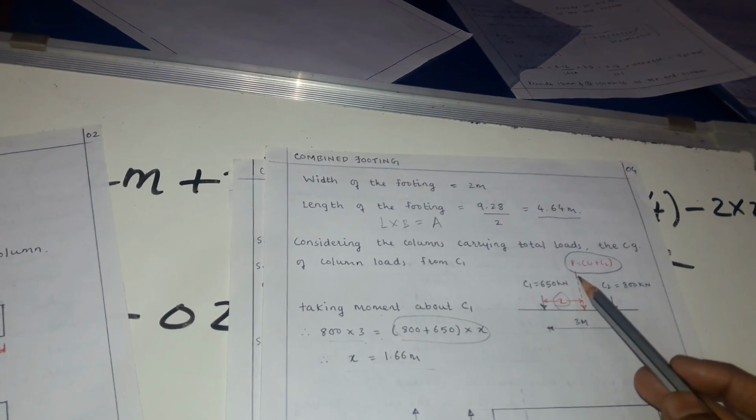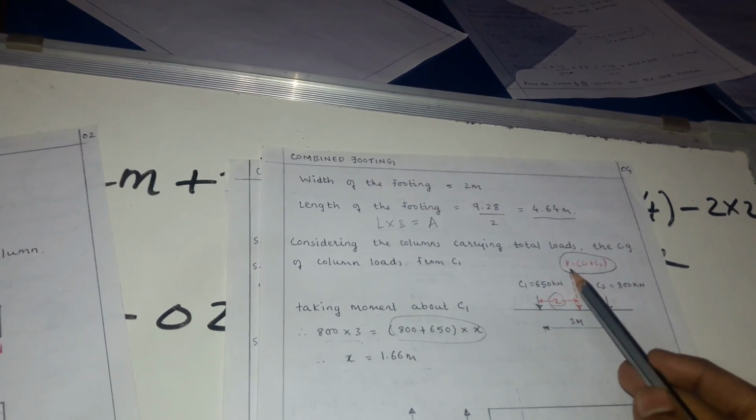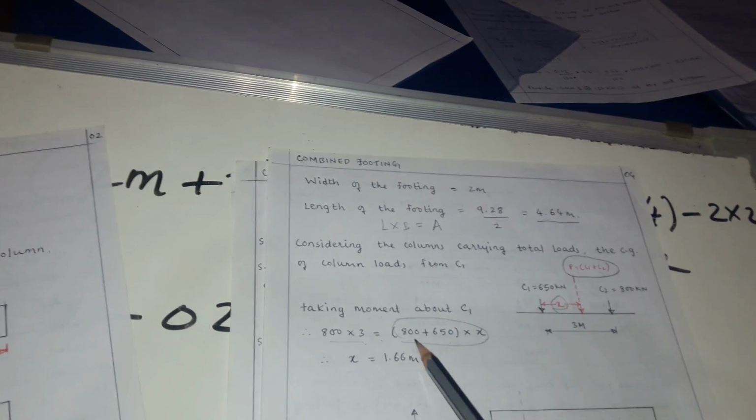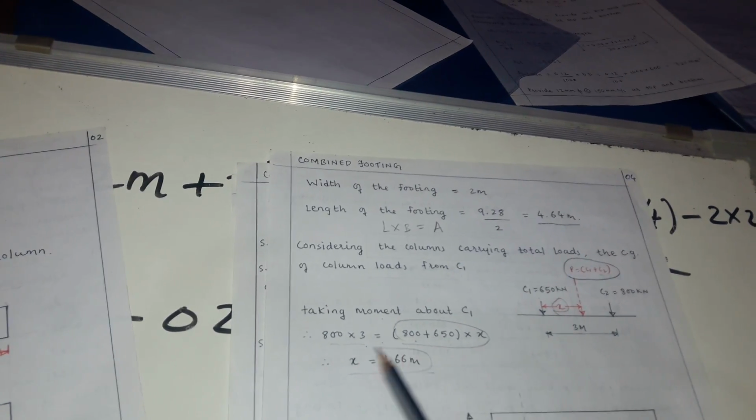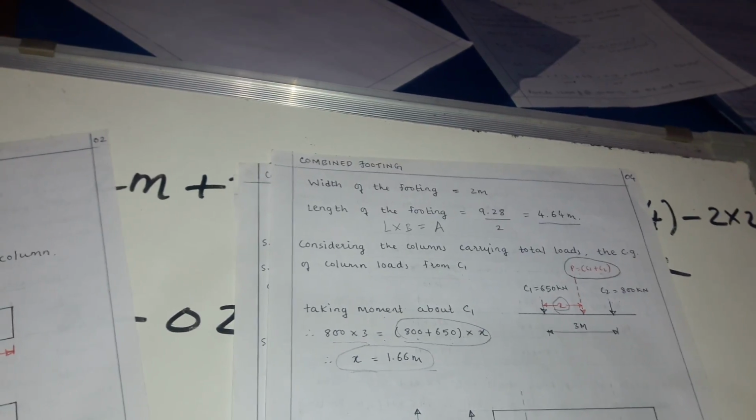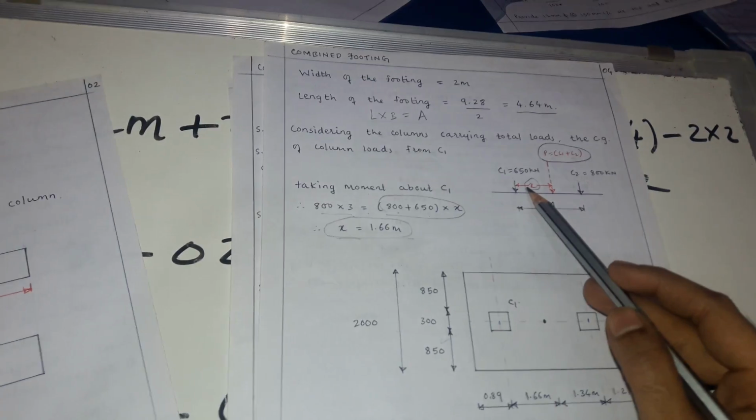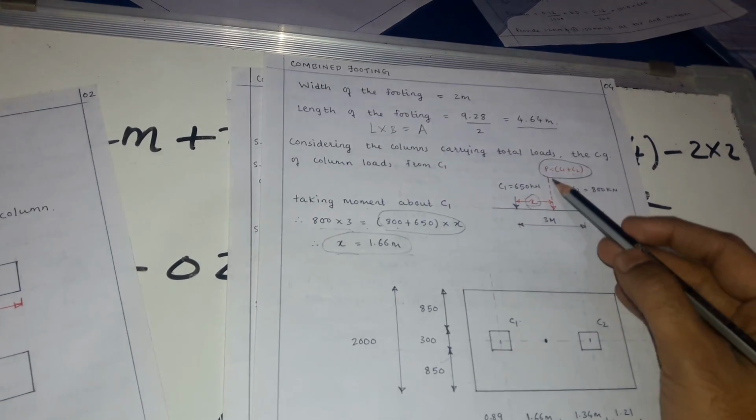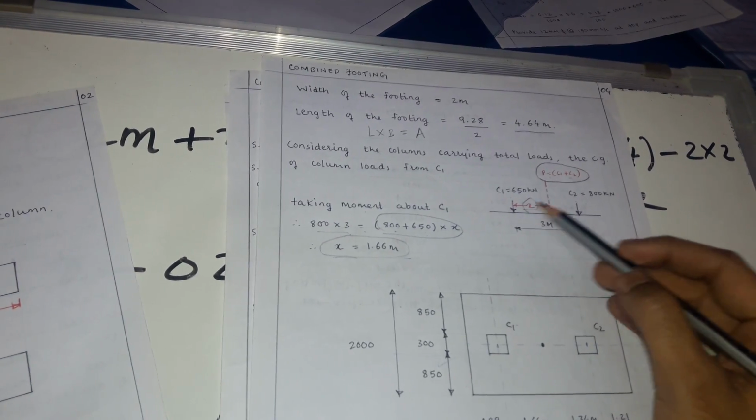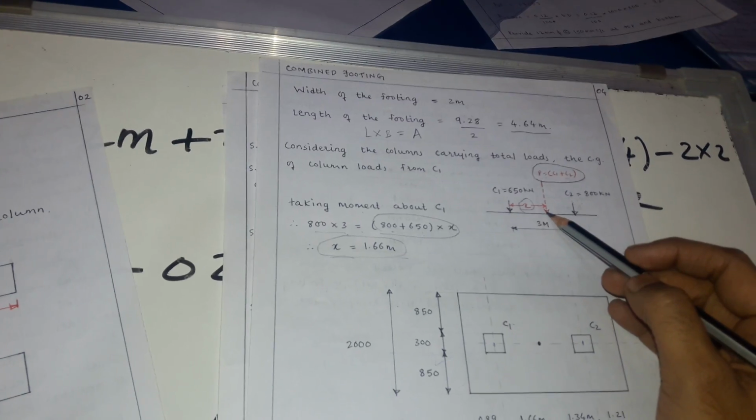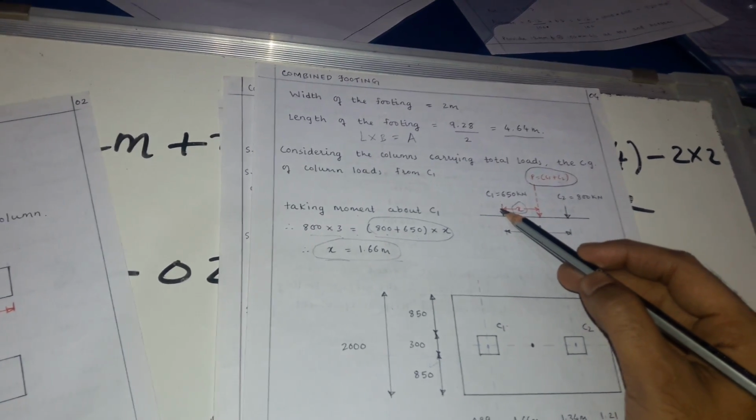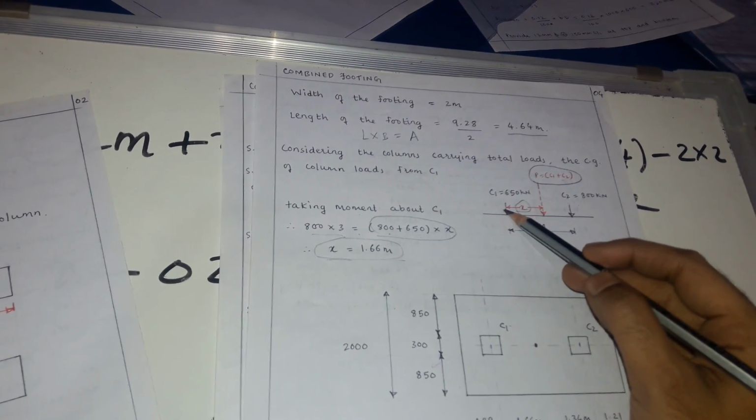What is the moment of the resultant? P into x. What is P? P equal to C1 plus C2. So you will be getting the x distance. So the x distance is 1.66. 1.66 is nothing but the distance of the CG of the load from C1, meaning the center of the C1 column.